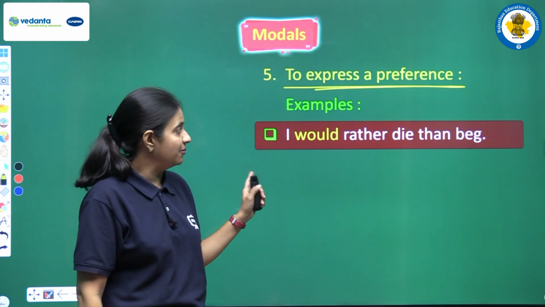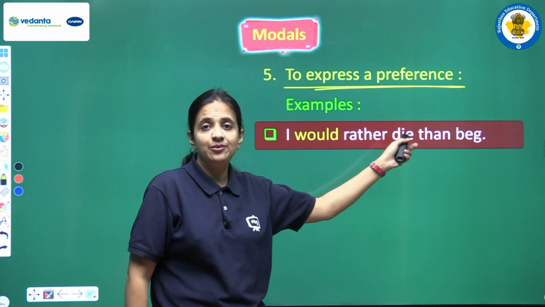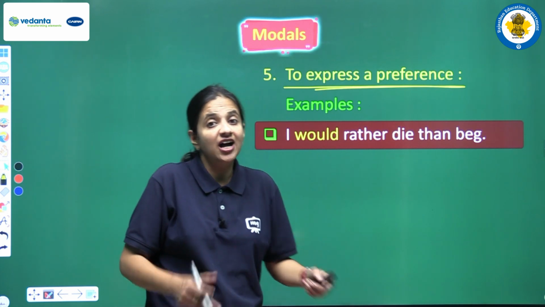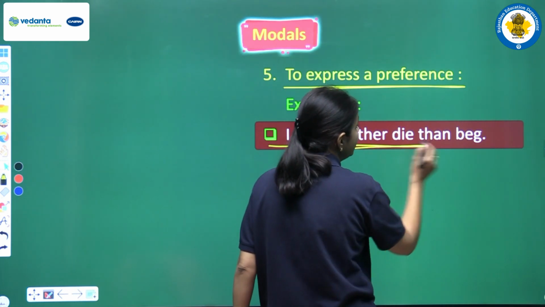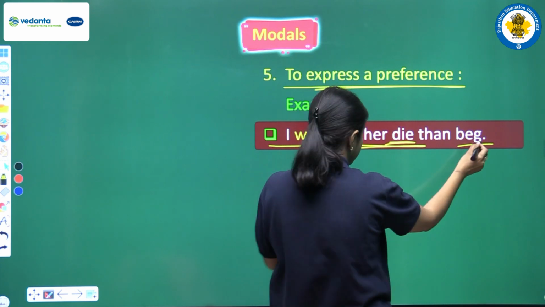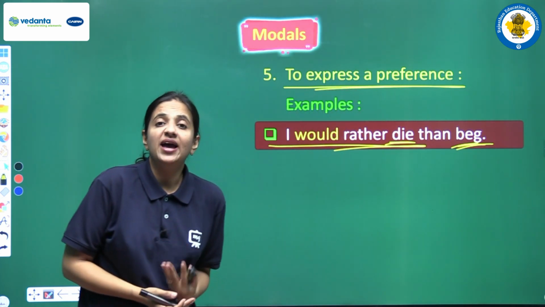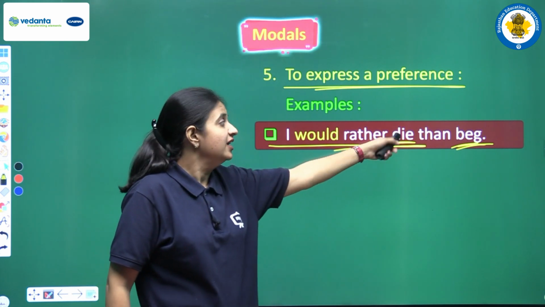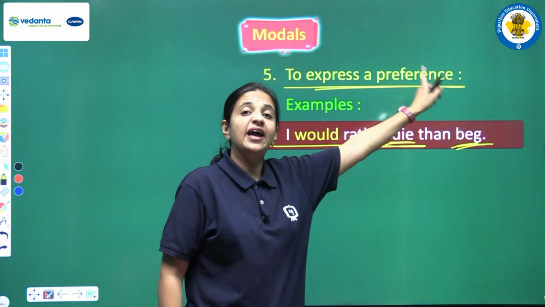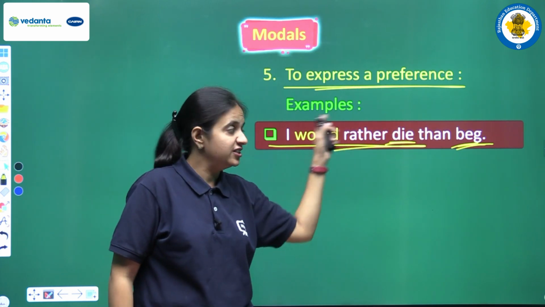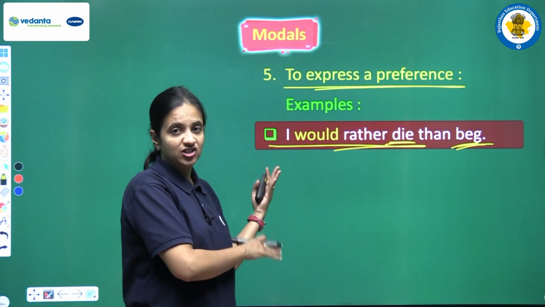How? Let's see the example. We have the sentence: I would rather die than beg. So here we have our preference, our priority, and we are saying that I would rather die than beg. We have these two options: the first option is to die, the second option is to beg, and we are choosing the first. We would like to do this rather than that. So this structure shows our preference, our priority.